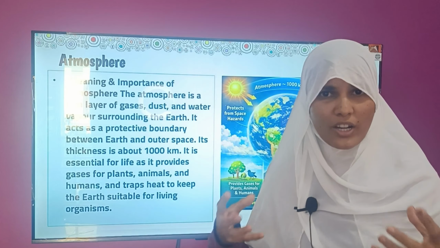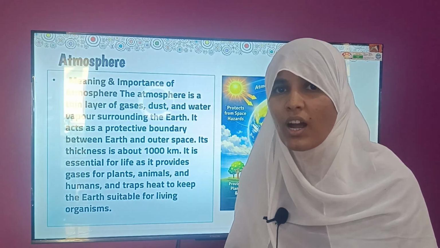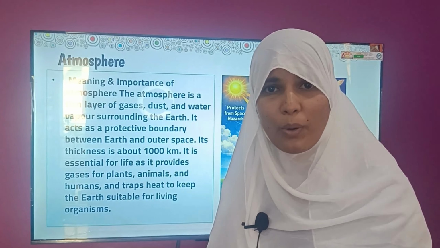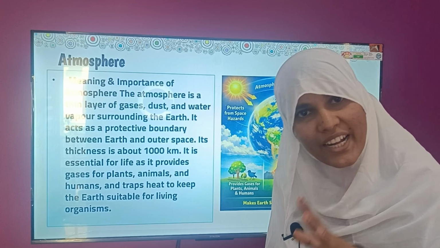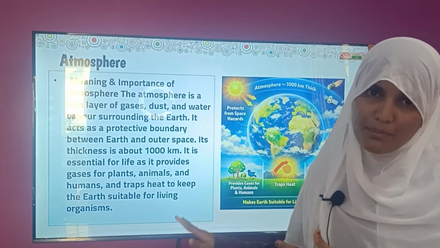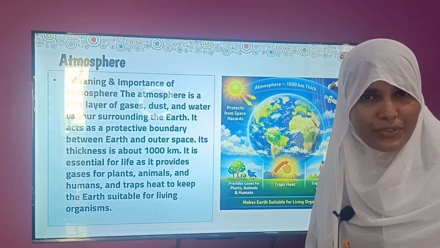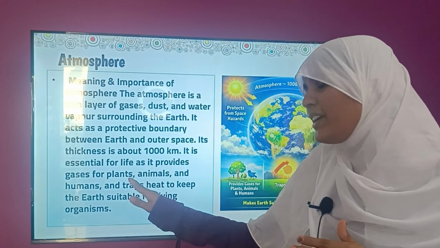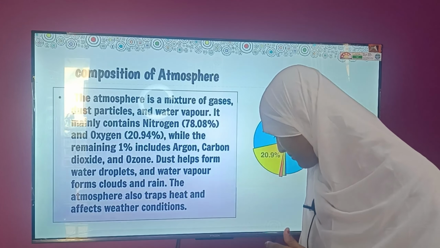All living organisms are dependent on the atmosphere. Without the atmosphere, the earth would not be able to support any form of life. So directly or indirectly, we all depend on the atmosphere. It makes the earth suitable for living organisms.